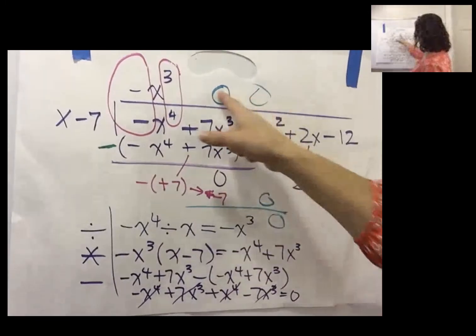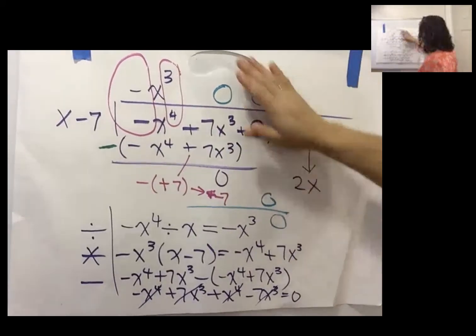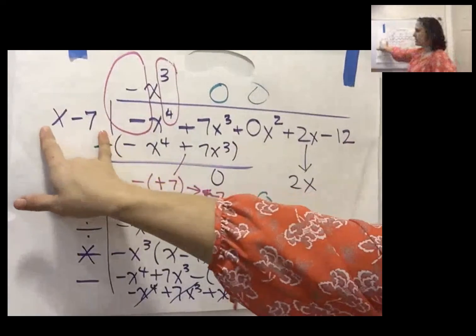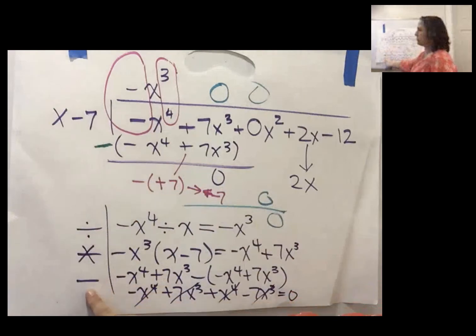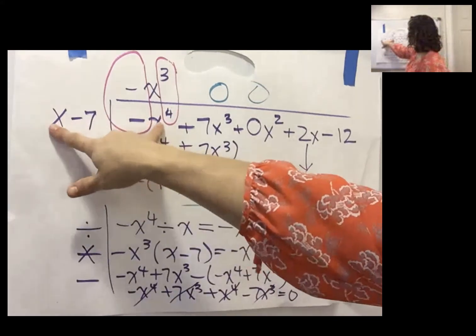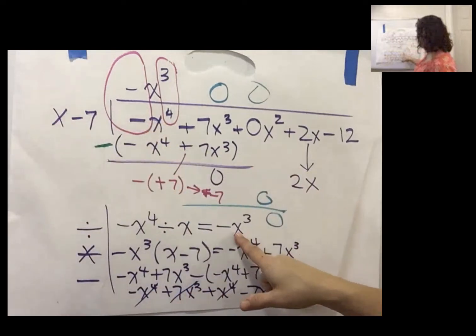This was a kind of weird problem because we end up with all these extra zeros up here, but I'm not going to worry about that. In this case, I was taking this x to the 4th thing and dividing it by x minus 7. Remember that we have these steps when we go through long division. The first thing is we divide. We take the first term, divide it by the first term. So negative x to the 4th, divided by x, gives me negative x cubed.